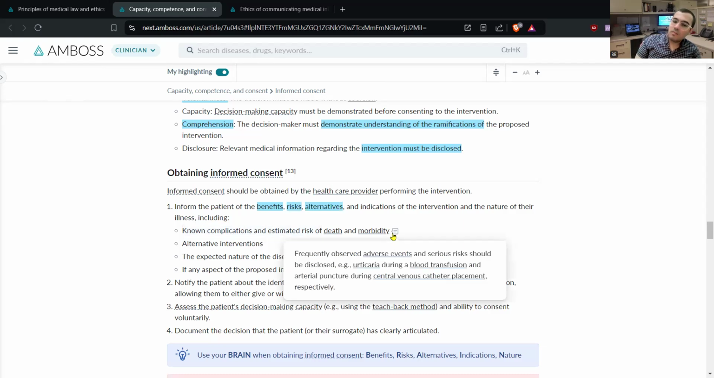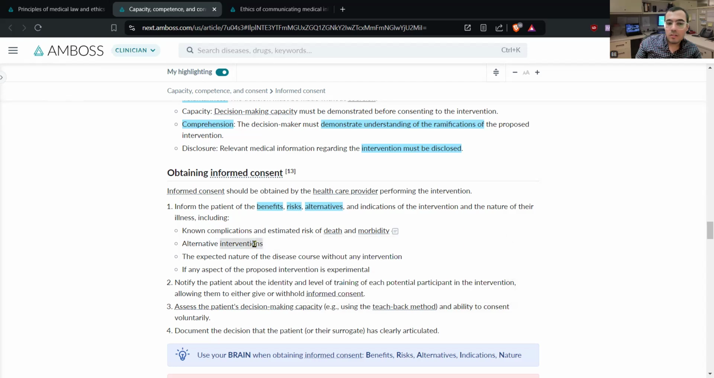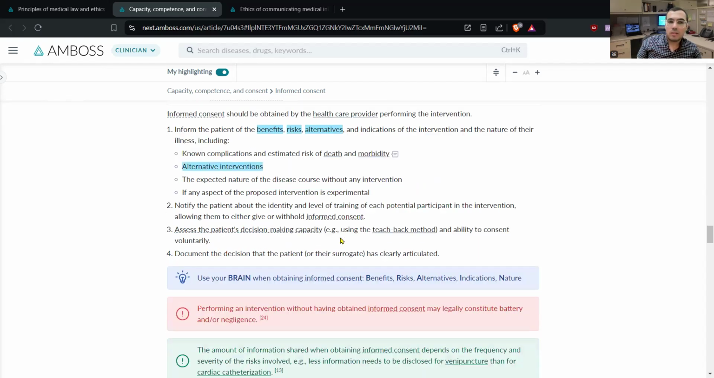Frequently observed adverse effects and serious risks should be disclosed, such as urticaria during blood transfusion and arterial puncture during central venous catheter replacement, respectively. Okay. Alternative intervention, as I told you, this is very important. The expected nature of the disease course without any intervention, if any aspect of the proposed intervention is experimental.